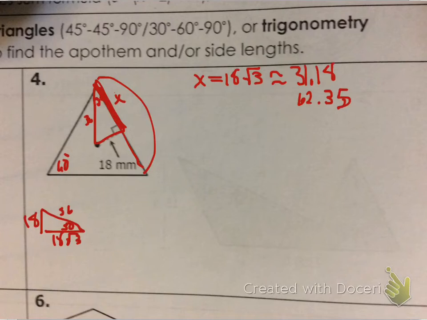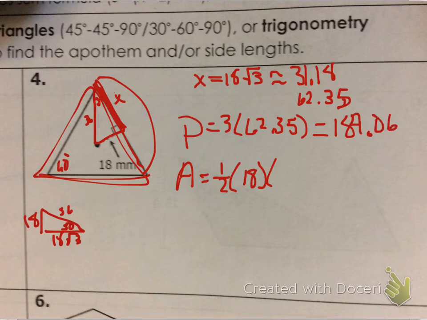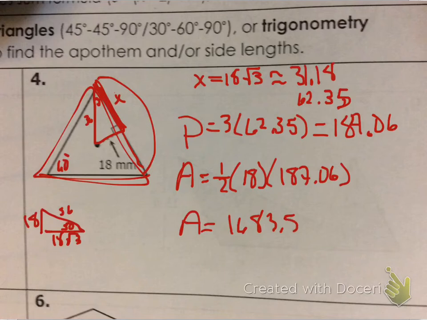Okay. And then, okay, so I have to find the perimeter, because again, you got to go all the way around. So multiplied by 3, which gave me 187.06. The area would be half of 18 times the 187.06. And that would give you the area, which would be 1,683.55, approximately. Okay, give or take a few decimal points. That's probably one where I would give you some leeway there.